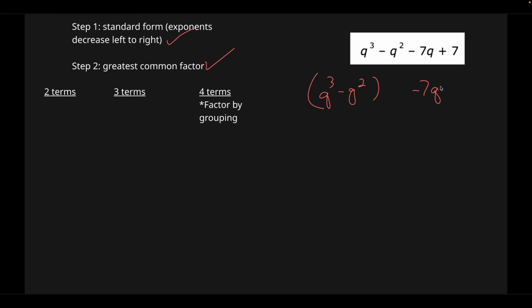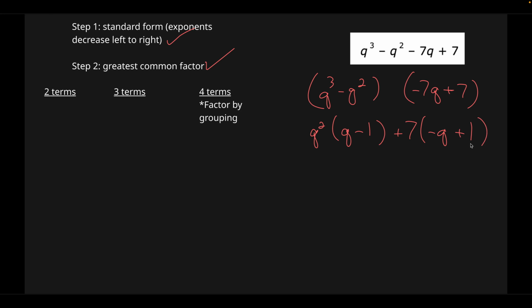And negative 7q plus 7. Cool. So out of this one, it would be q squared, which will leave me with q minus 1. Now, for the second one, you're going to say, okay, I can factor out a 7. And you're right, so let's factor out a 7. That will leave me with negative q plus 1.